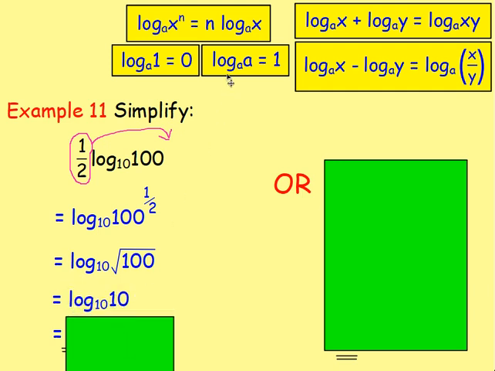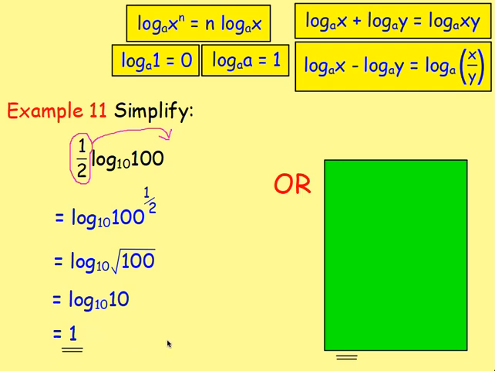And remember, one of the log rules, if you have log base a of a, that's equal to 1. So here, log base 10 of 10 will be equal to 1. Again, you could always think about rewriting it in exponential form. 10 to the power of what is 10? Well, it's 10 to the power of 1. So 1 will be your answer.